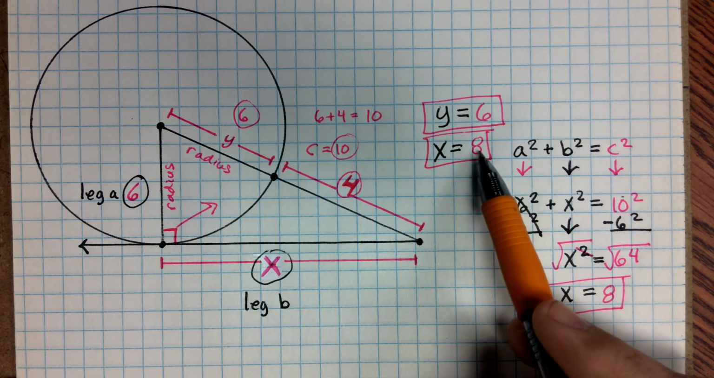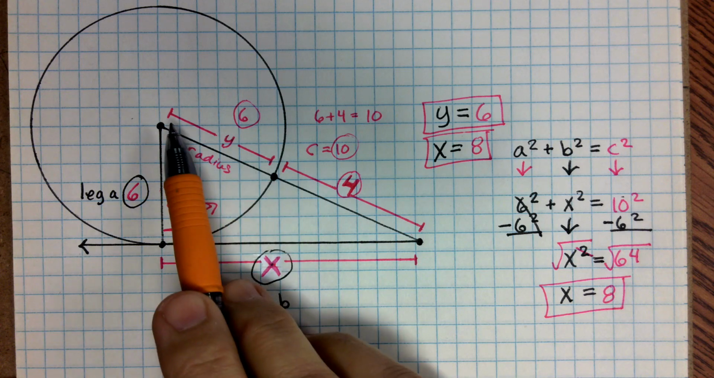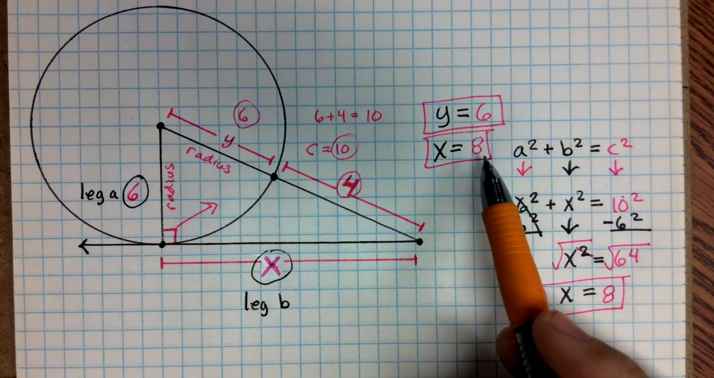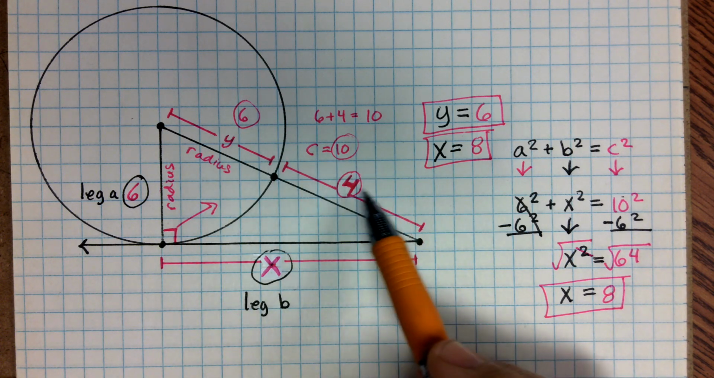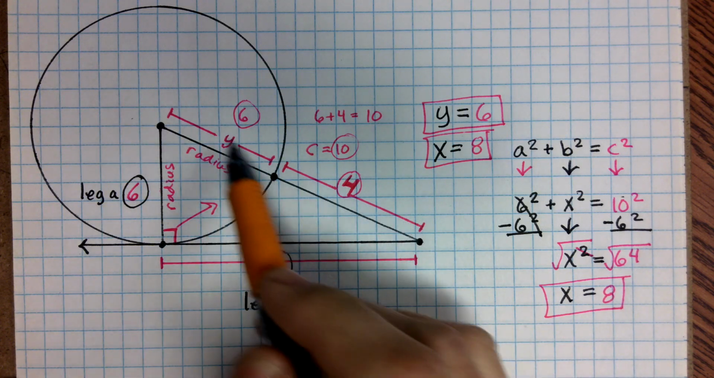So while this question was 2 parts, we had to know that this was a radius and that y was 6. Then we used that value, added to this other value, right, which gave us the whole length of the hypotenuse.